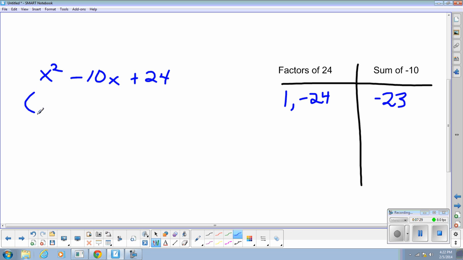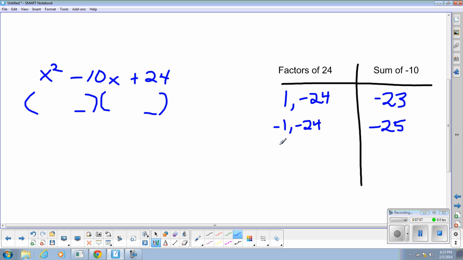So when I put out my parentheses, I have to make sure that the numbers I put in the second place of the binomial, when I add them, have a sum that's negative, and when they're multiplied, they get a positive answer. That tells me I need both factors of 24 to be negative. So if I use negative 1, negative 24, that's a negative 25.